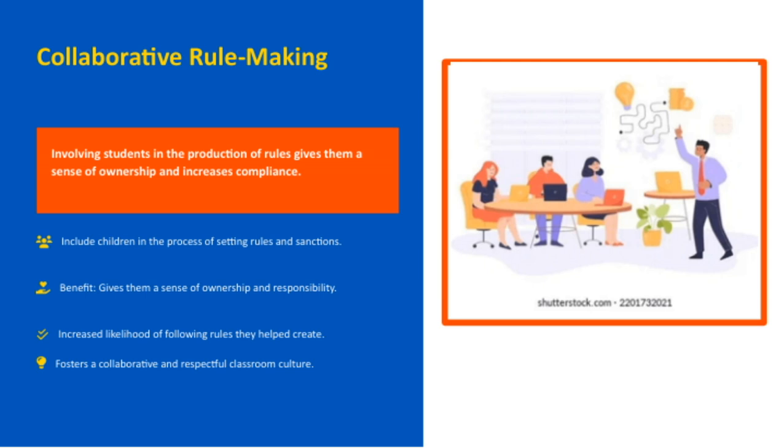Involving children in the process of setting rules and sanctions is crucial. When students participate in establishing what's expected and what the consequences are, they're more committed to adhering to those standards. This participatory process not only helps with compliance, but also builds trust and mutual respect. This idea of collaborative rulemaking really ties into the overall goal of creating a positive and engaging learning space. When students are part of the rule setting, they feel empowered, which naturally leads to a more harmonious classroom.